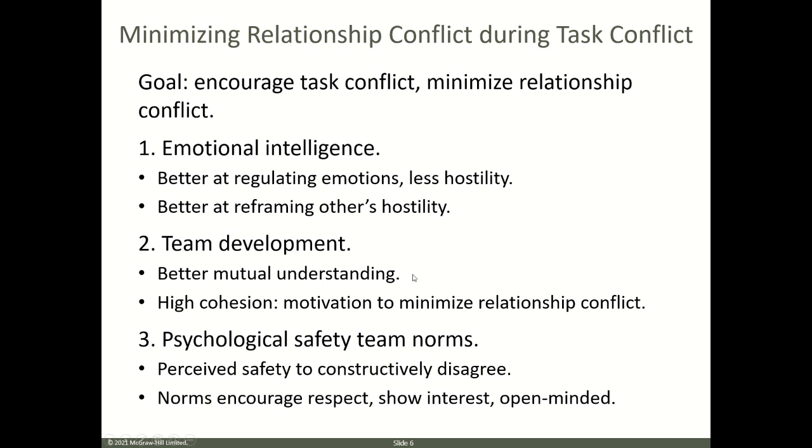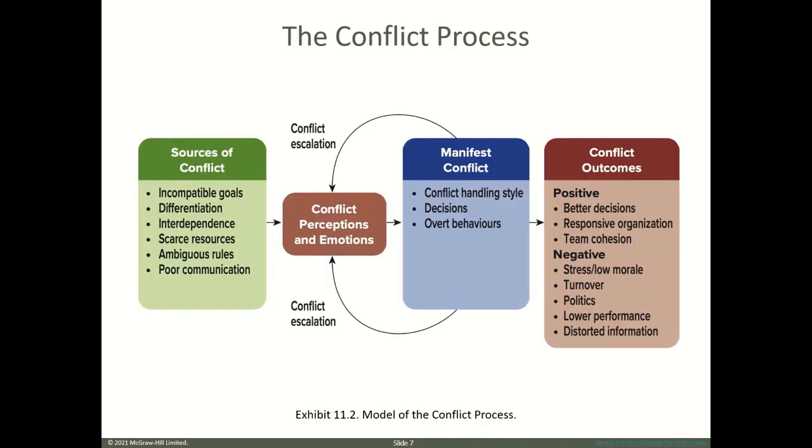Now, there is a conflict process, right? To resolve the conflict, there may be some procedure. The conflict process starts with some source of conflict from where the conflict arises, right? Then the conflict escalation. There may be some conflict escalation due to some perceptions and due to some emotions. Then manifest conflict, right? Then conflict outcomes.